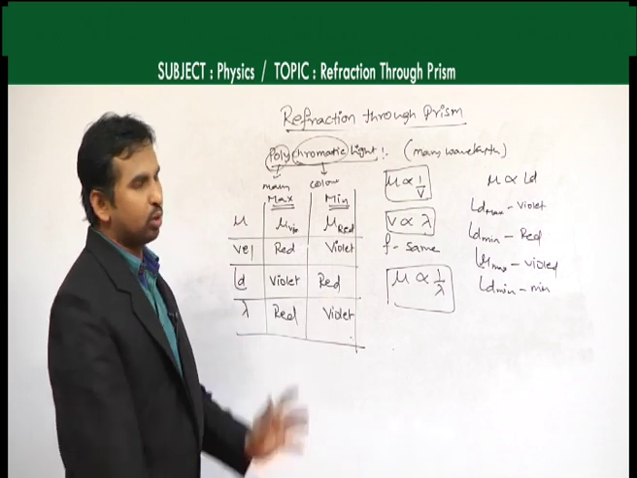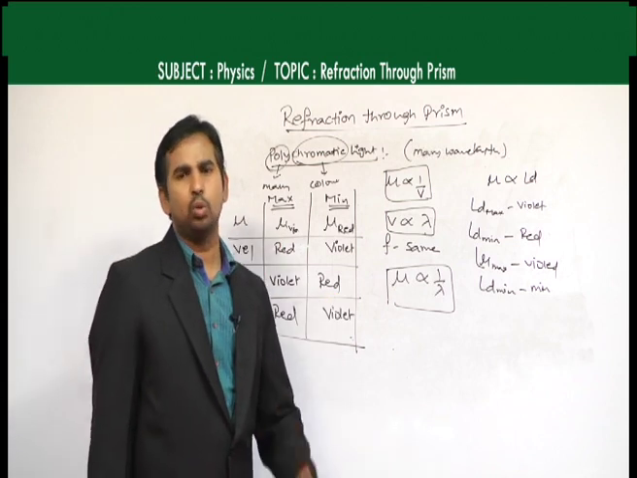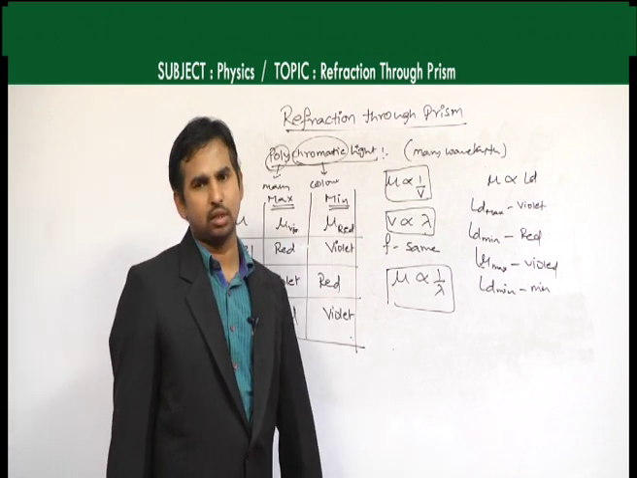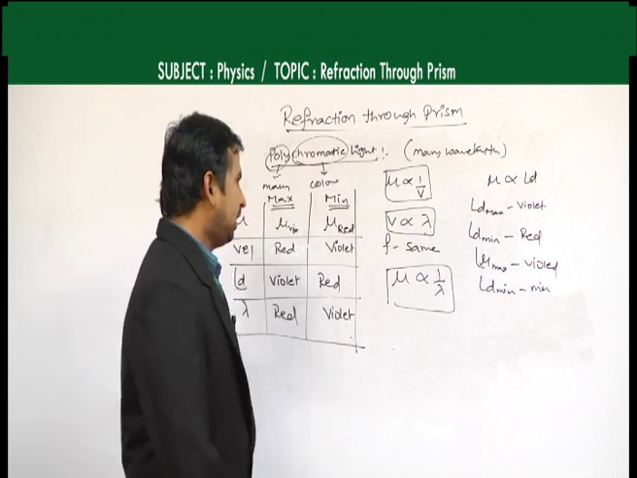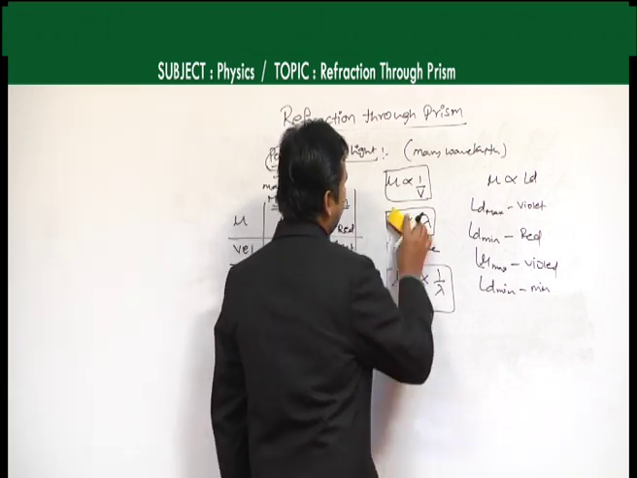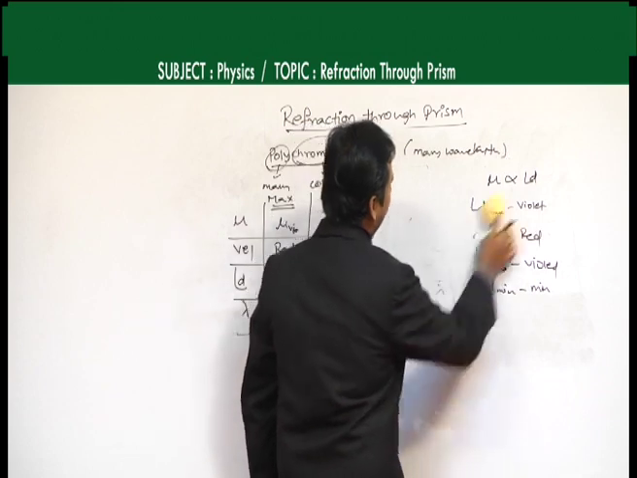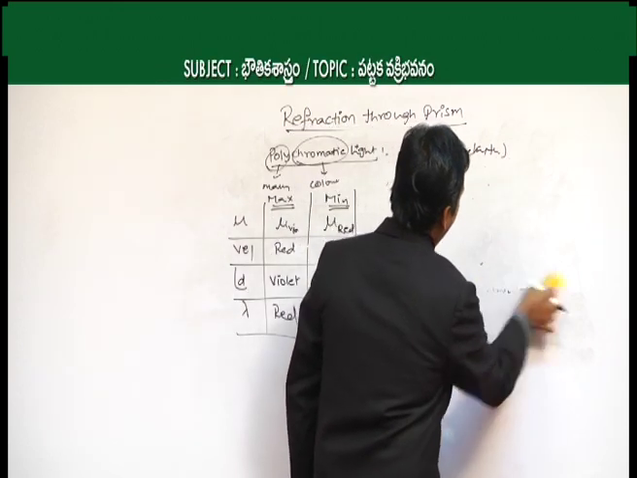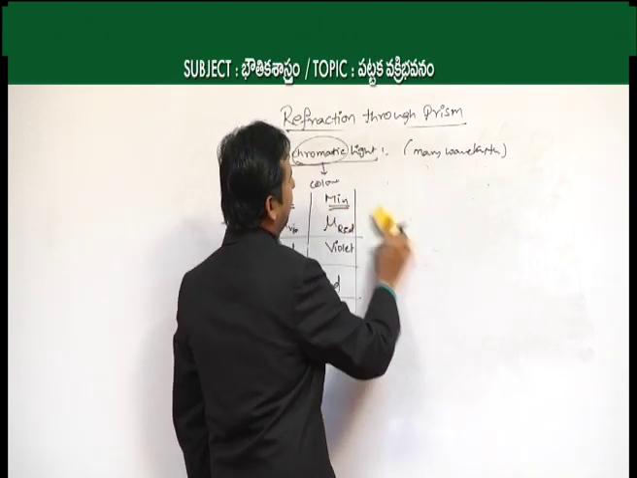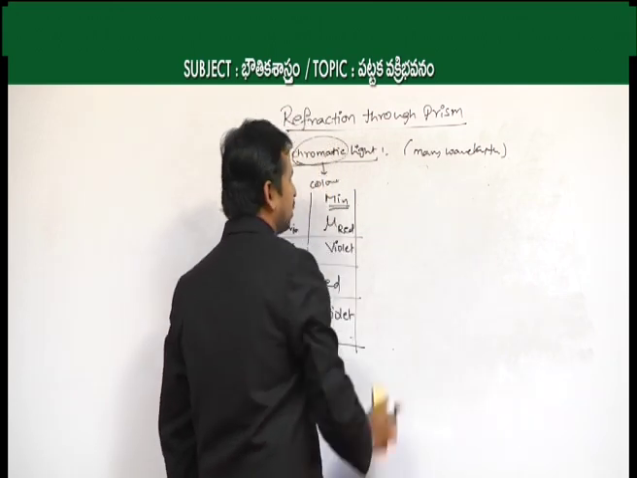Based on that, most of the time multiple choice questions are asked. For example, if they give a question like this, taking different colors, like violet and red, with maximum and minimum.